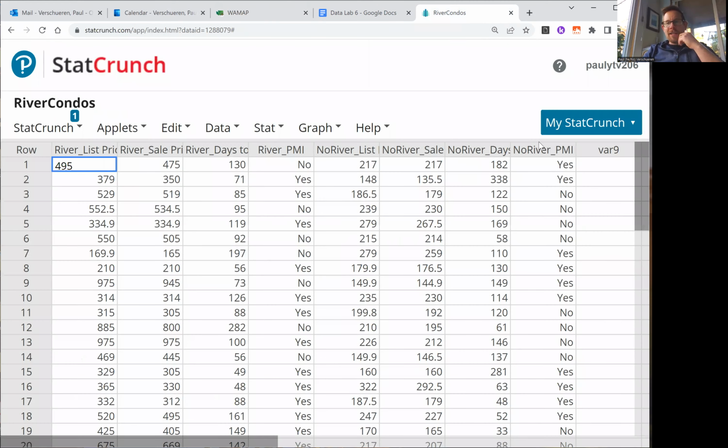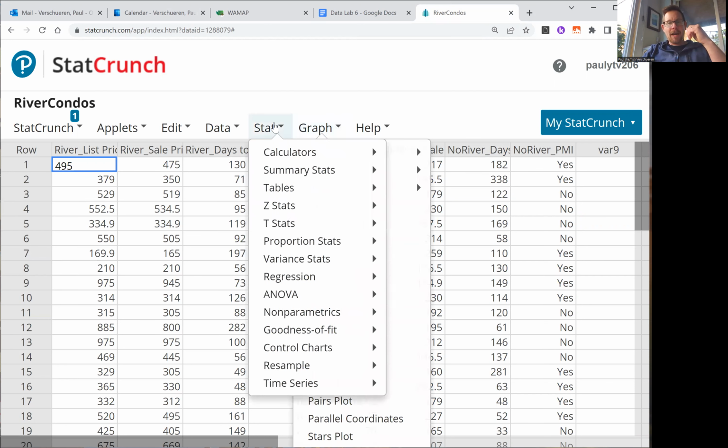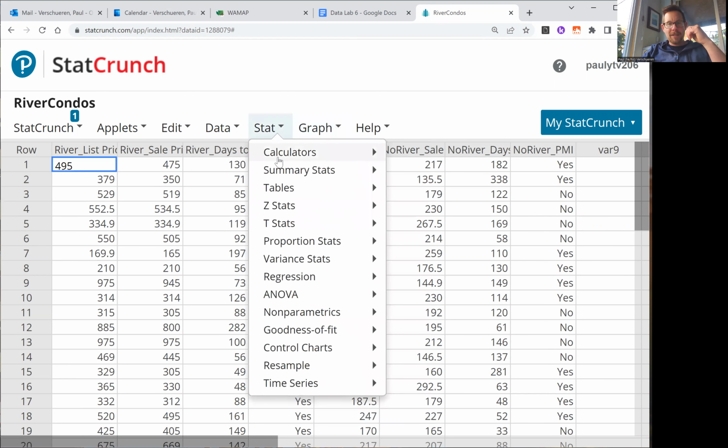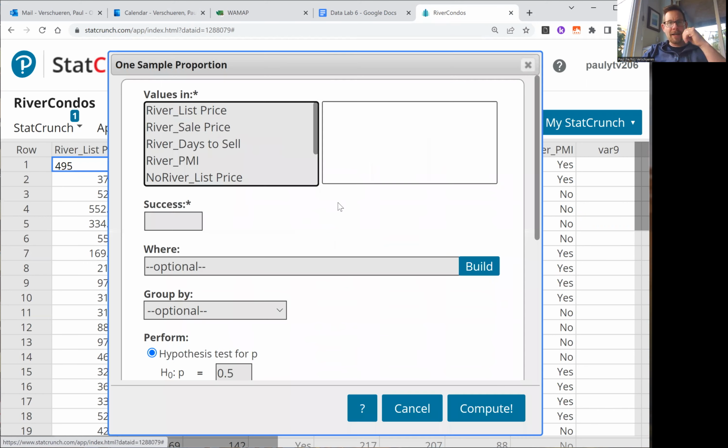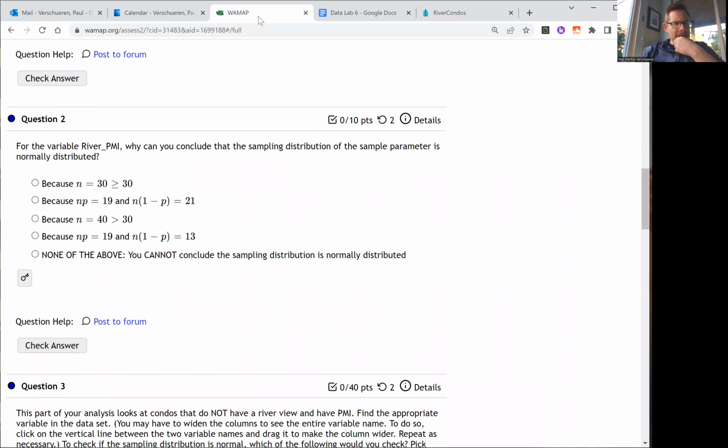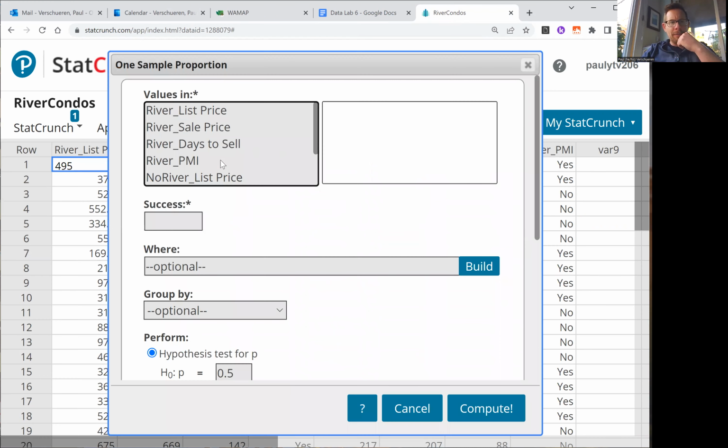And the reason why is all you can really do to figure out this is called the success failure condition, which says we need at least 10 successes, which would be a yes, and at least 10 failures, which would be a no here. So it turns out in this list, there are a total of, and you can count them, but there's a couple different ways you can do it. And since you're going to need this anyway, I'm going to say proportion stats, one sample with data. Let me quickly remind myself, this is for variable river PMI.